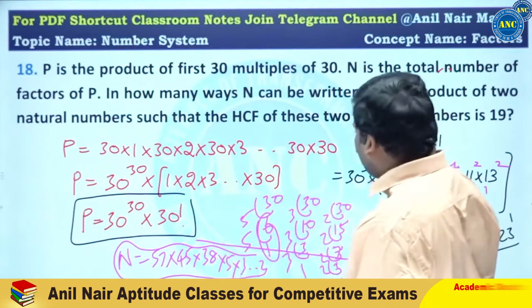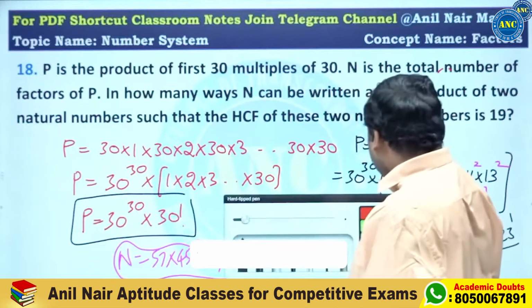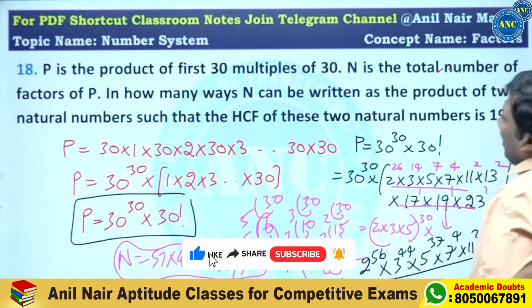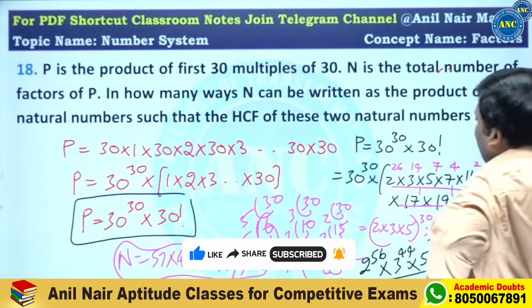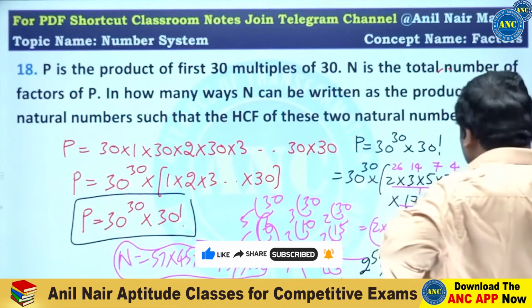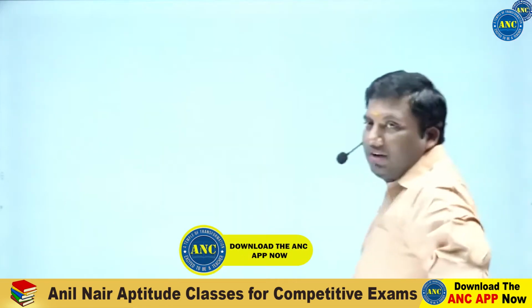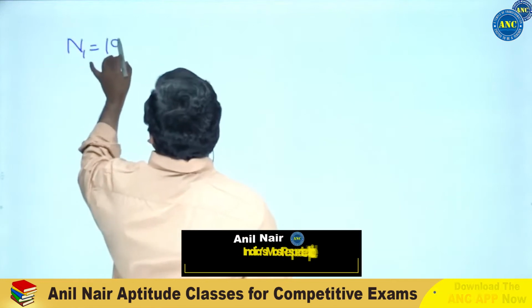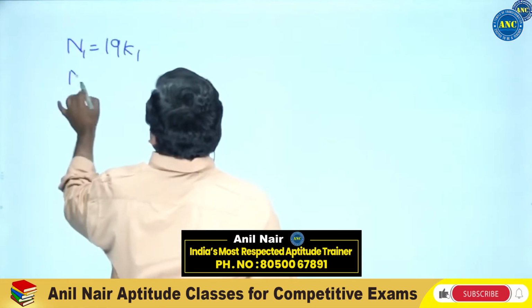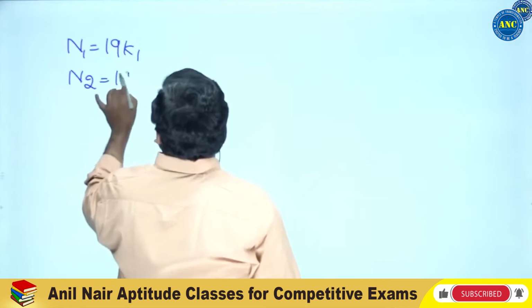Now let me read the question. In how many ways can n be written as a product of two natural numbers, where the HCF of these two natural numbers is 19? HCF is 19. N1 will be 19K1. N2 will be 19K2.